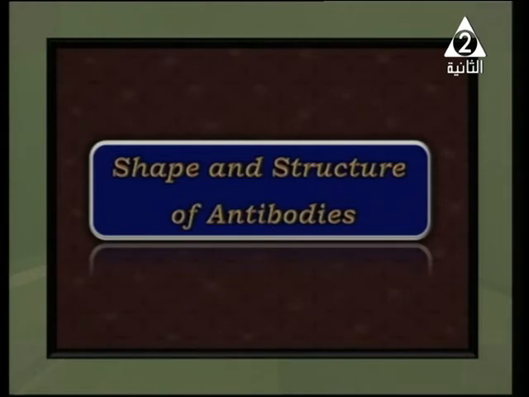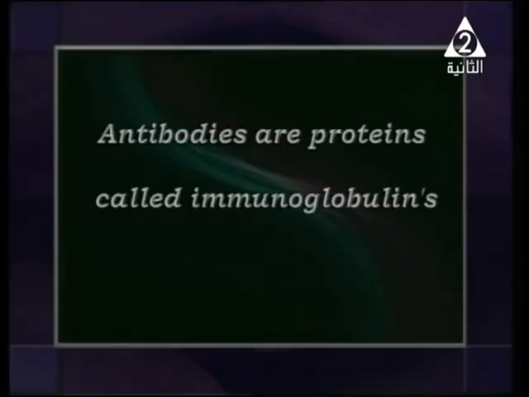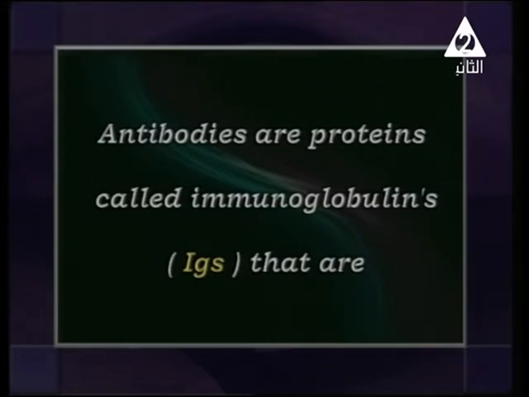After that, we need to study the shape and the structure of the antibodies. From here, I need you to focus and to bring paper and pen, and just concentrate on this part of the lesson. The shape and the structure of the antibodies. Antibodies are proteins, as we said. They are called immunoglobulins or Igs. We need to know the shape, location, formation, and structure.